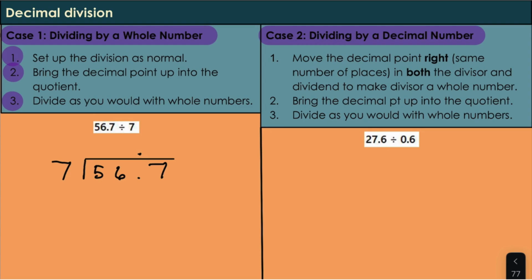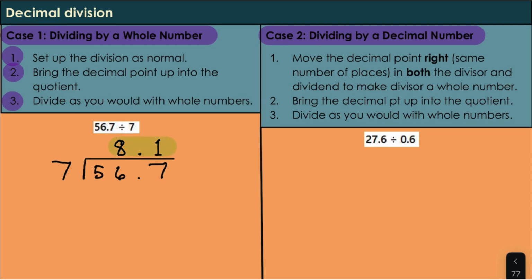How many 7s go into 56? That would be 8 7s. I place the 8 above the 6. How many 7s go into 7? 1 7. And there is my solution, 8.1.